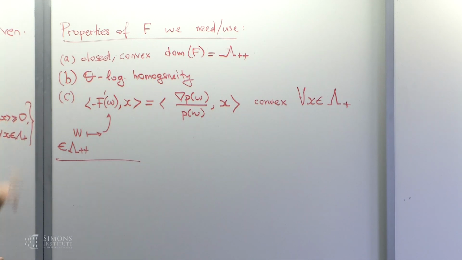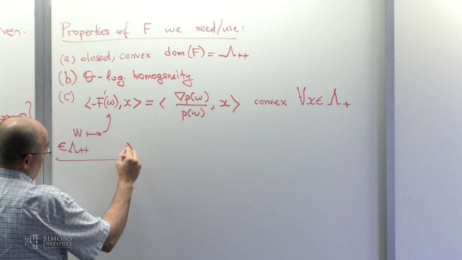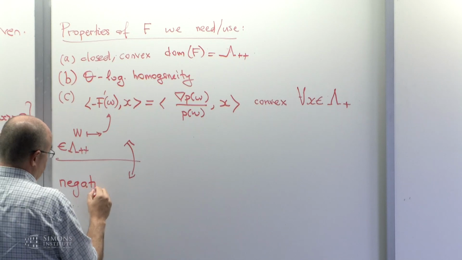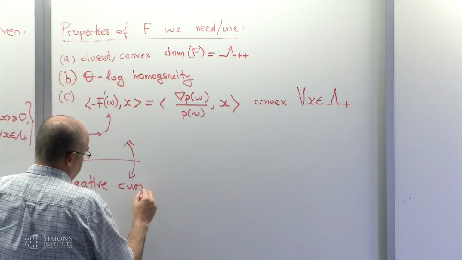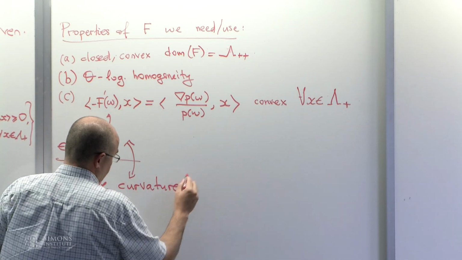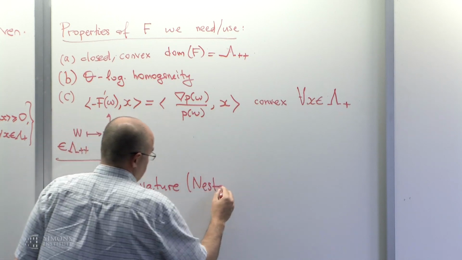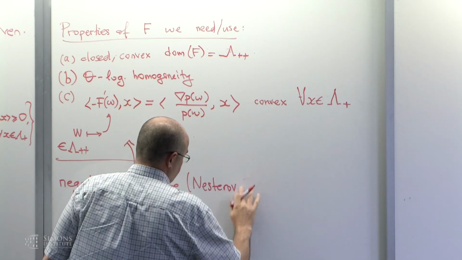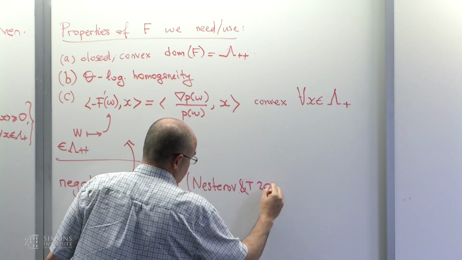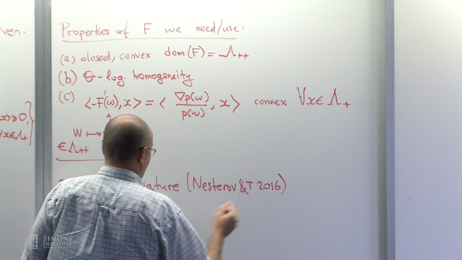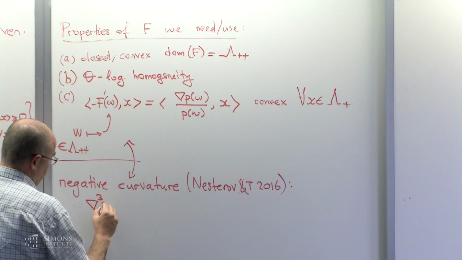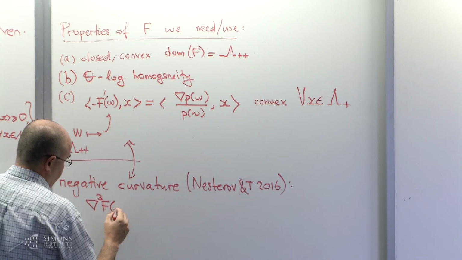Okay, so let me say a little bit more about this condition. This condition is equivalent to what we call negative curvature. So negative curvature, you can write this in terms of the third derivative.